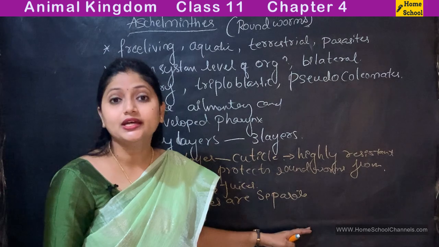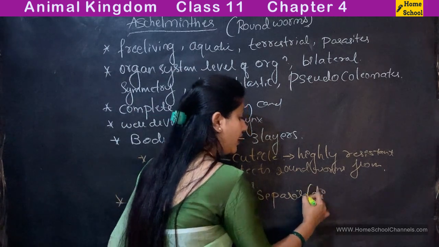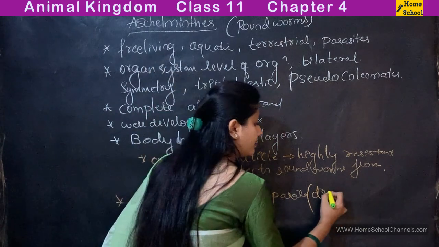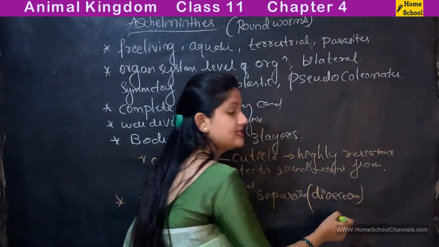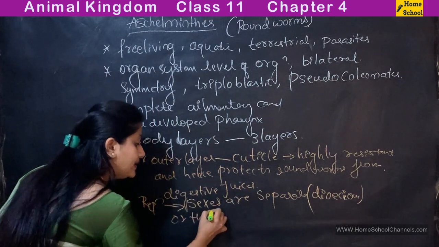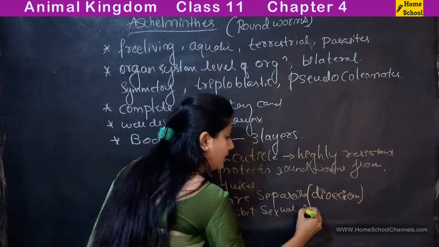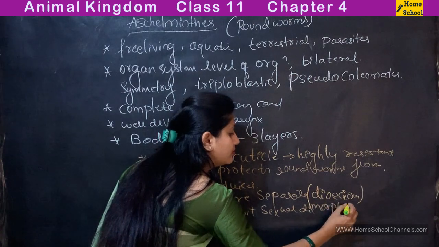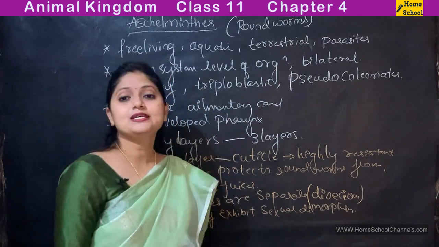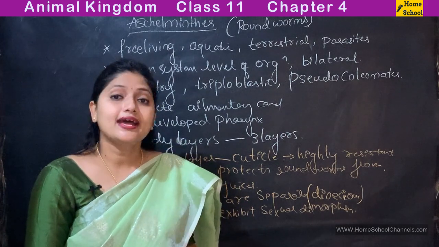Hence the sexes are separate here. We can call these the dioecious members, and they also exhibit sexual dimorphism. That is, these are dioecious and they exhibit sexual dimorphism. So, these are the characteristics of the members of the Aschelminthes.